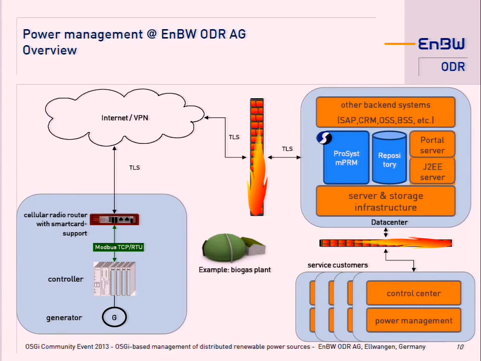And this is the setup that we currently drive. As you can see on the left side, for example, this is a biogas plant. There's a generator and some sort of controller for this generator. The red device you can see there is a cellular radio router with smart card support that we already installed. Our transport mechanism is Modbus TCP and RTU because it's a protocol that is widely used in automation and it's quite easy and simple. Then we use a VPN to communicate with our backend system.